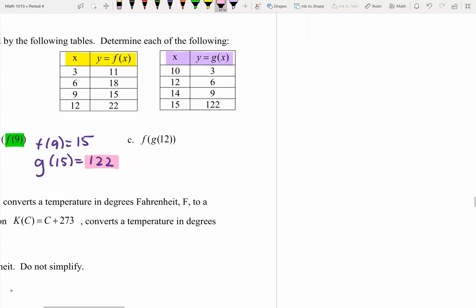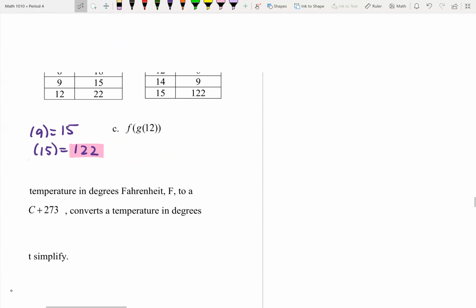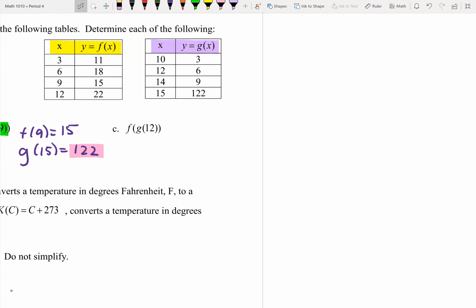Okay, I want you to do C by yourself. Go ahead and do C, okay? See what you get. Then turn to the person that you've been pairing up with and tell them what you got and see if you got the same thing. If you didn't match up, then let's figure out who's wrong.